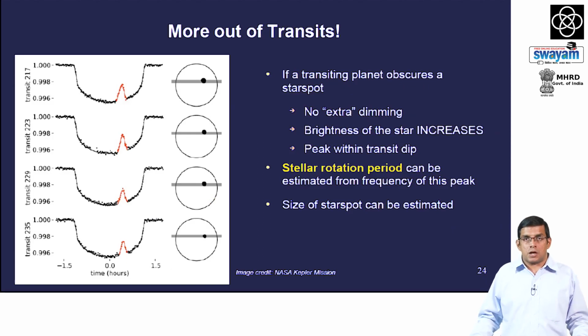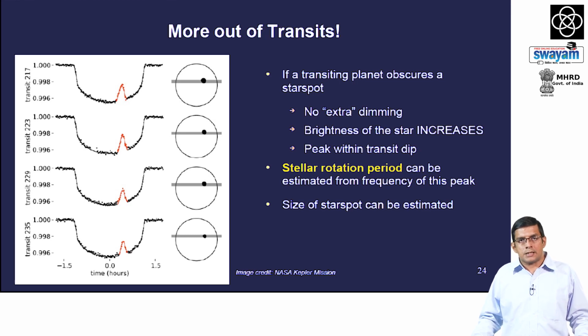Now, stars can also have star spots, which are also regions of less luminosity on the star. But if a planet during its transit overlaps with a star spot, then there is no extra dimming during that period when the planet overlaps with the star spot. So, the brightness of the star that we observe here actually increases because there is less reduction in the stellar light. So, this causes a spike like this in the light curve of the transit.